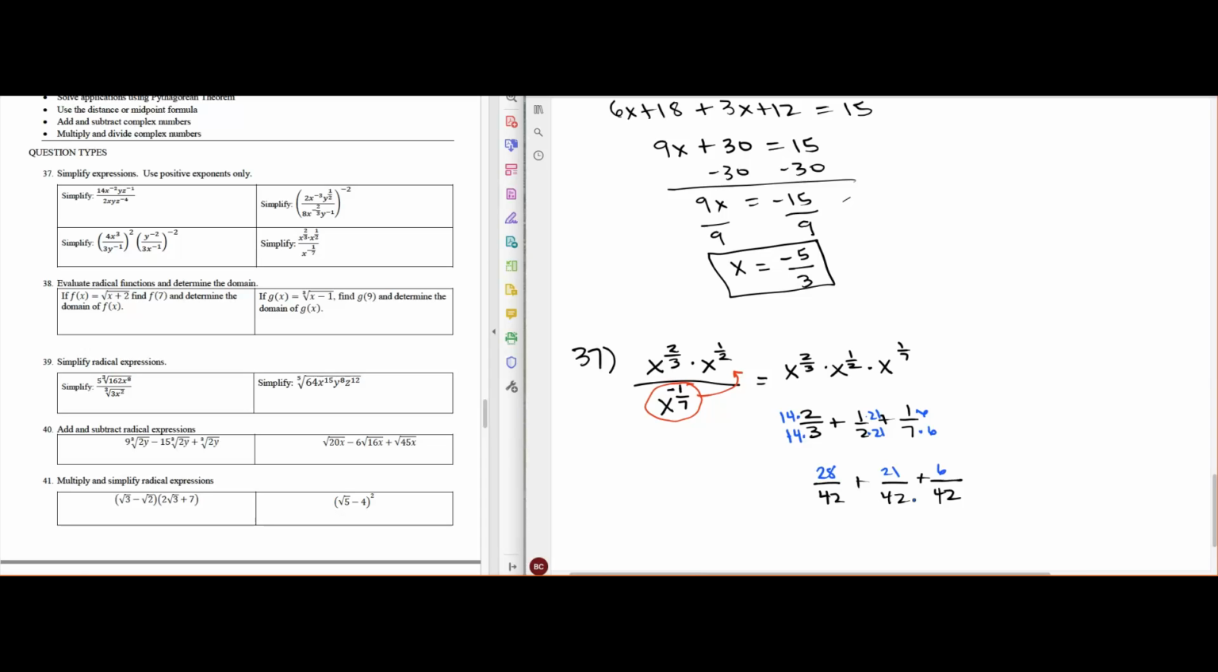If your calculator will do that for you, you're fine. You're not going to be showing work, so it's fine to just leave that. That will give you 55 over 42. So your answer would be x to the 55 over 42 power. Whenever you have fractional exponents, you still treat them the same way; the same properties of exponents apply.